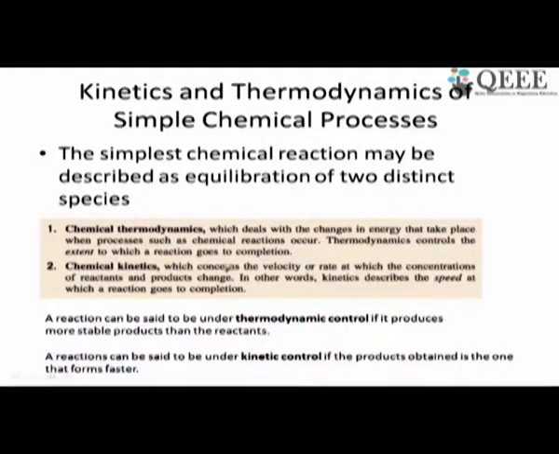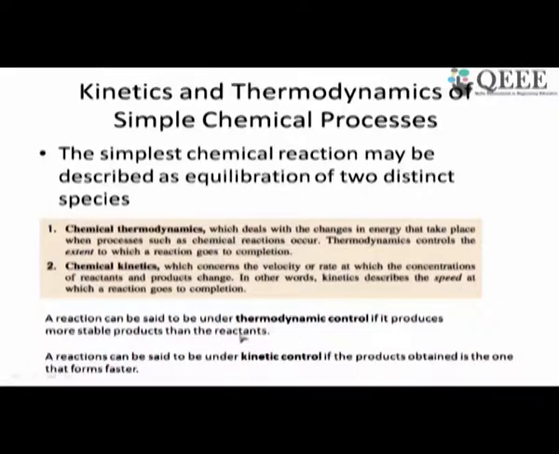And chemical kinetics is concerned about the velocity or the rate at which the concentration of the reactant and products changes. In other words, kinetics just describes the speed at which the reaction goes to completion. Chemical kinetics is all about the speed of the reaction, how fast the reaction goes. And sometimes there is no direct correlation between the two, but sometimes there is a correlation.